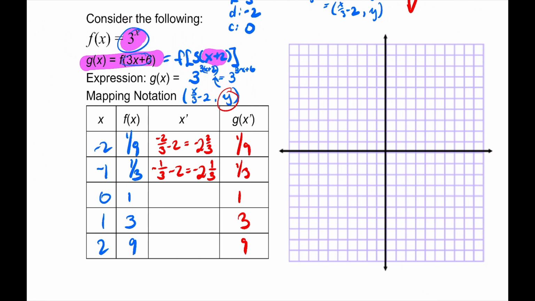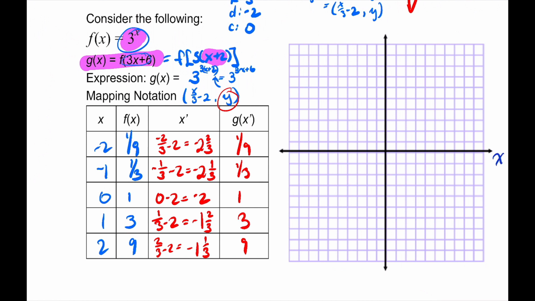X over, 0 over 3 minus 2. So it's going to be 0 minus 2. That's going to be negative 2. And then 1 third minus 2. So this fraction is a little bit more tricky now. So 1 third minus 2, that's going to be negative 1 and 2 thirds. And then finally, we get 2 thirds minus 2. So that's going to be negative 1 and 1 third. All right, so let's go off and graph this.